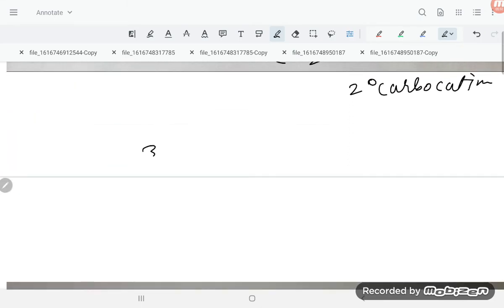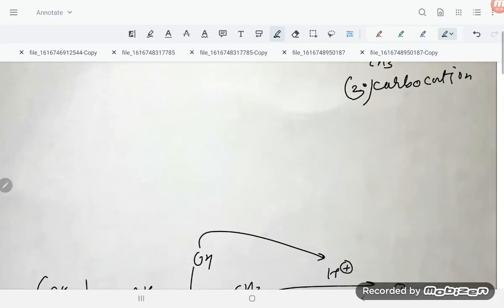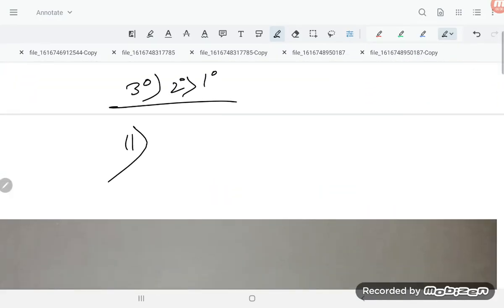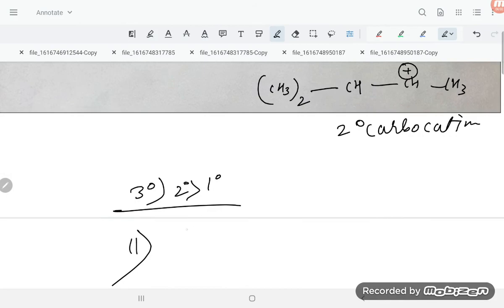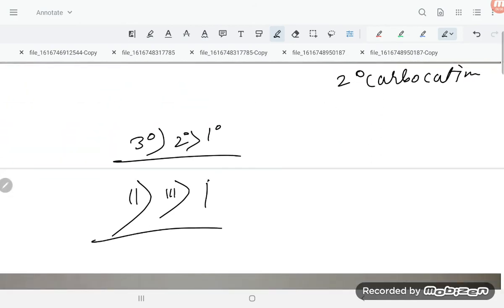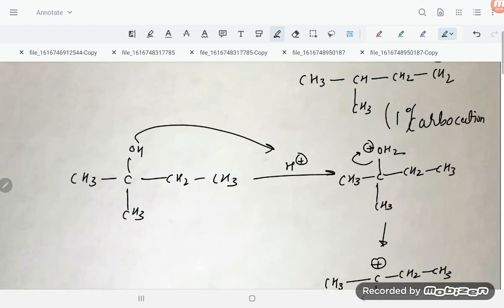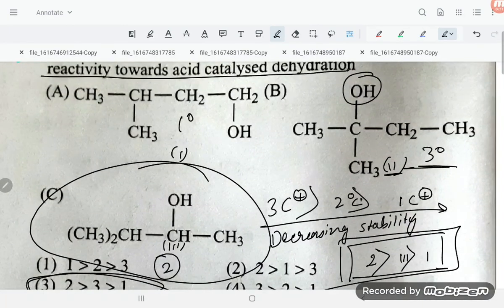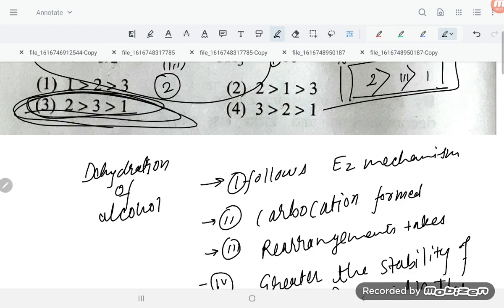So the stability order of the carbocation is 3 degree, then 2 degree, then 1 degree. The 3 degree one is the second option, then 2 degree is the third one, and then the first one. So the order is 2 3 1, which is the correct one. So this is option 2 3 1, option number third is correct.